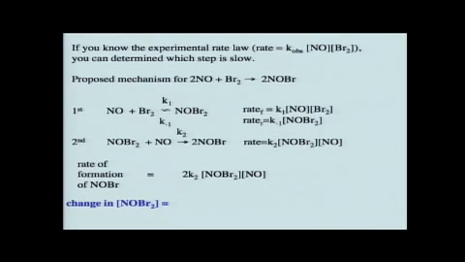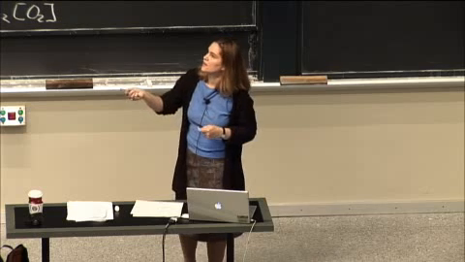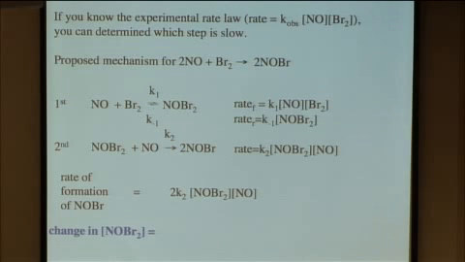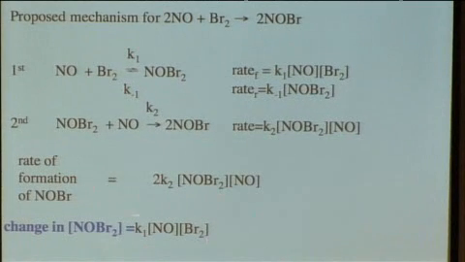So we're going to write about the change in the concentration of that intermediate. The intermediate's being formed in the first step. So we first write the rate at which it's being formed. It's being formed here. So that's k1 times [NO] times the concentration of Br2. So this is how it's being formed.